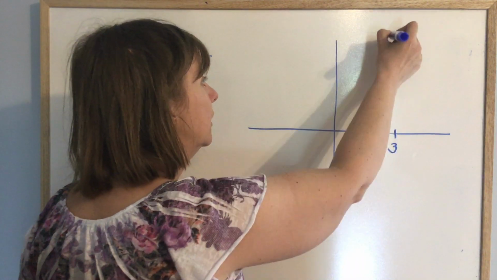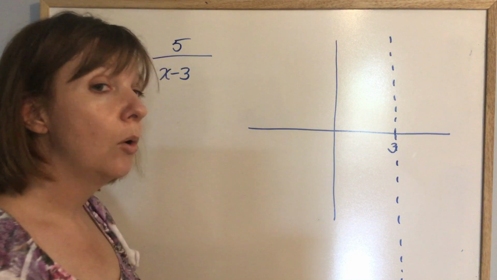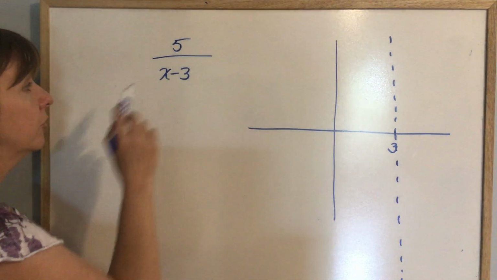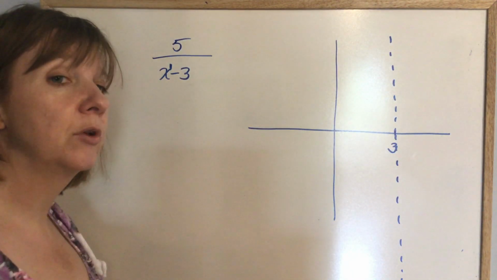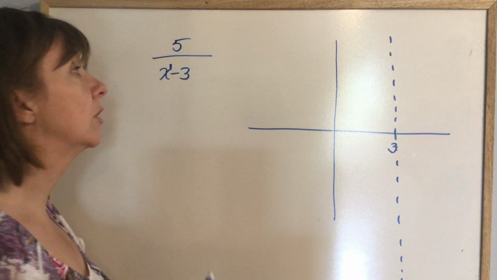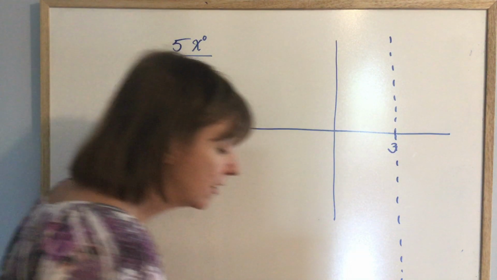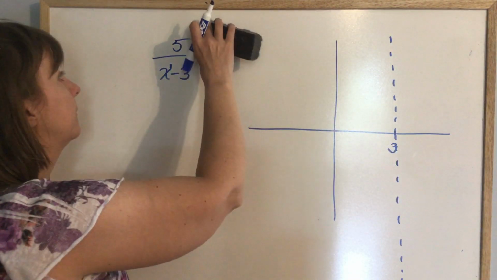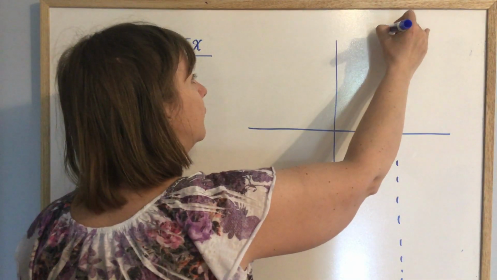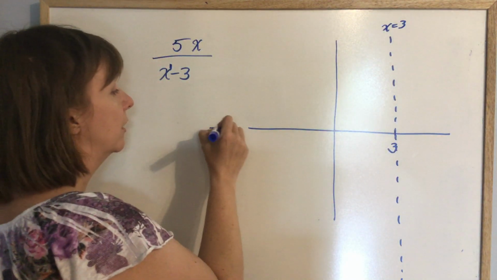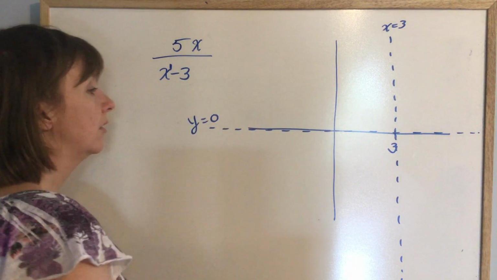So 3 would be my vertical asymptote. Horizontal asymptotes: if the degree on the bottom, and remember, degree means the exponent on the variable, is bigger than the degree on the top, which in this case it is, because technically that's an x to the 0, because there is no x, and the bottom is an x to the first. So since the bottom is bigger, there is automatically a horizontal asymptote. There's a vertical asymptote when x is 3, and a horizontal asymptote when y is 0.